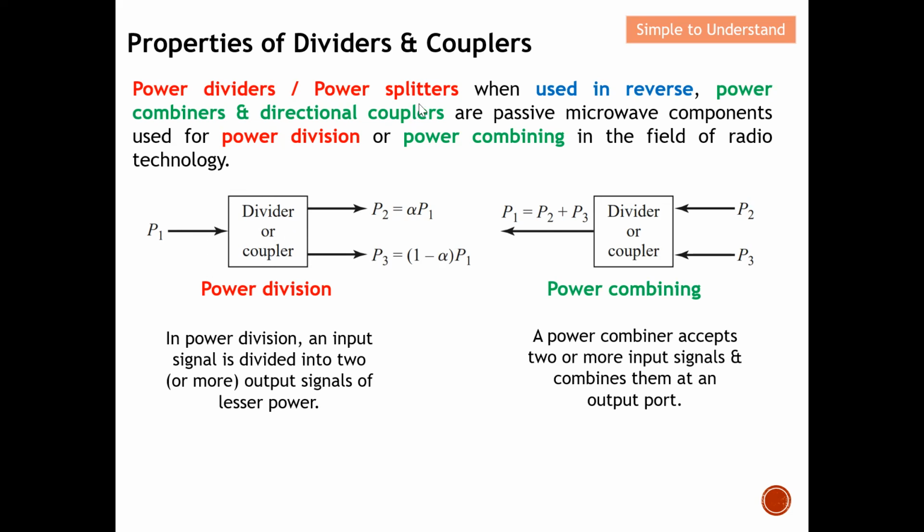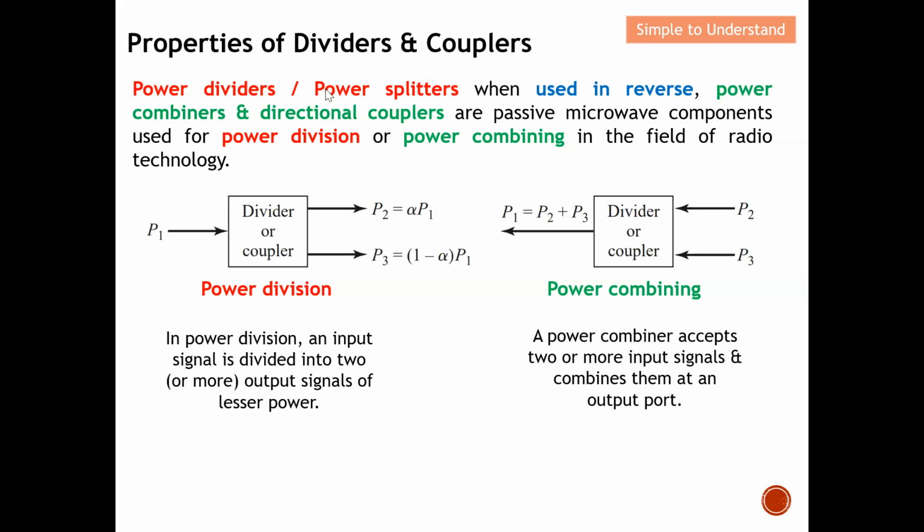When a power divider or power splitter is used in a reverse way, it is known as a power combiner. This diagram shows the power combiner. Now there will be two inputs, P2 and P3, and only one output, which is P1. From here, you can see that P2 and P3 will add together to be at P1. Basically, this is how it got its name as a power combiner. In short, P1 is equal to P2 plus P3.